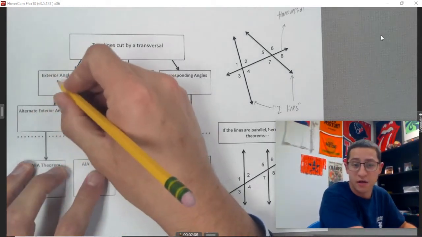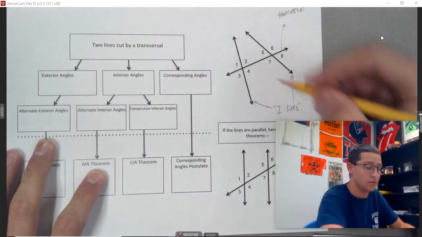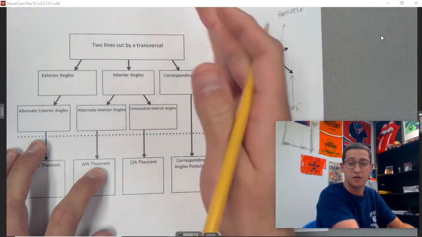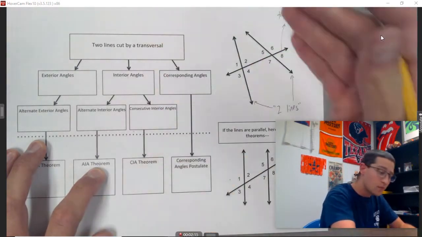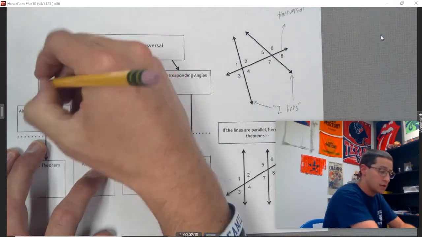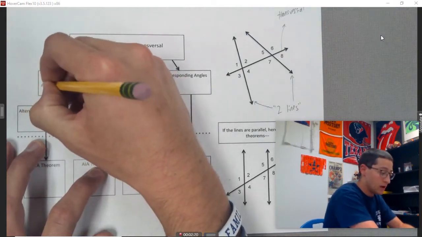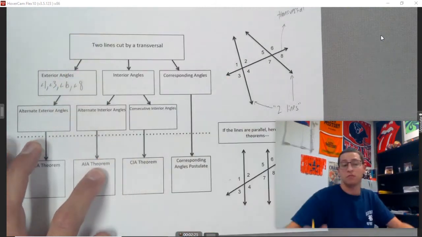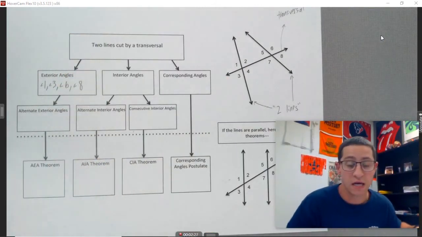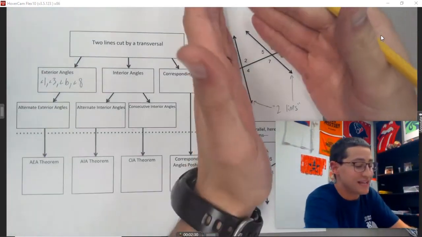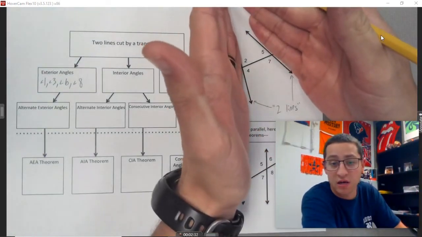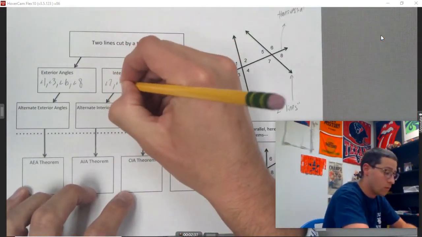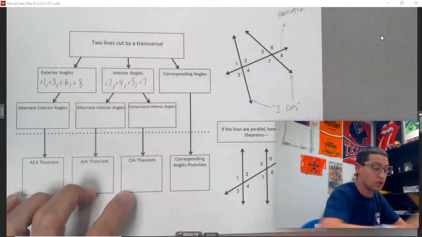With the exterior angles, the numbers here are 1, 3, 6, and 8, and again, everything that's out here, the parts that are out here. So we've got angle 1, angle 3, angle 6, and angle 8. And that's it for my exterior. Let's talk about the interior. That's everything inside my two lines. So I've got 2, 4, 5, and 7: angle 2, angle 4, angle 5, angle 7.